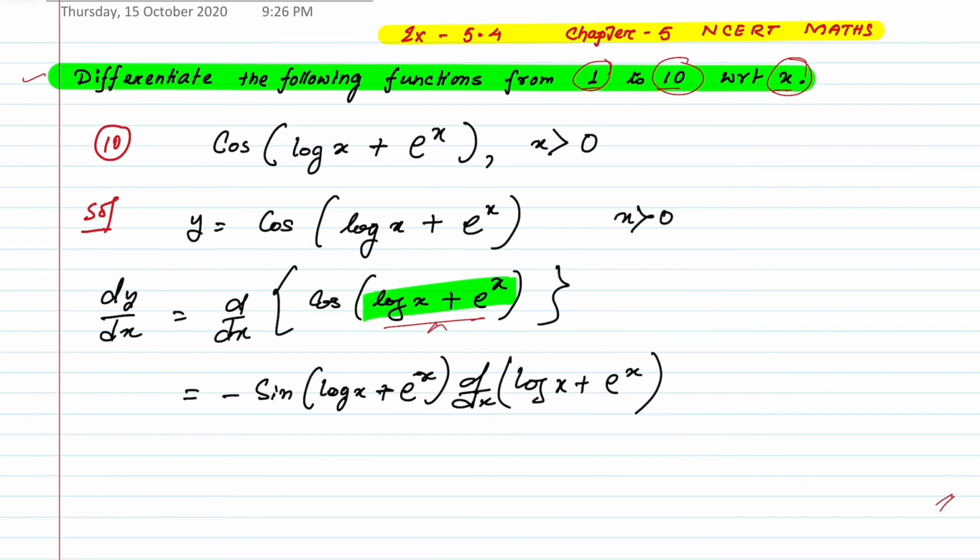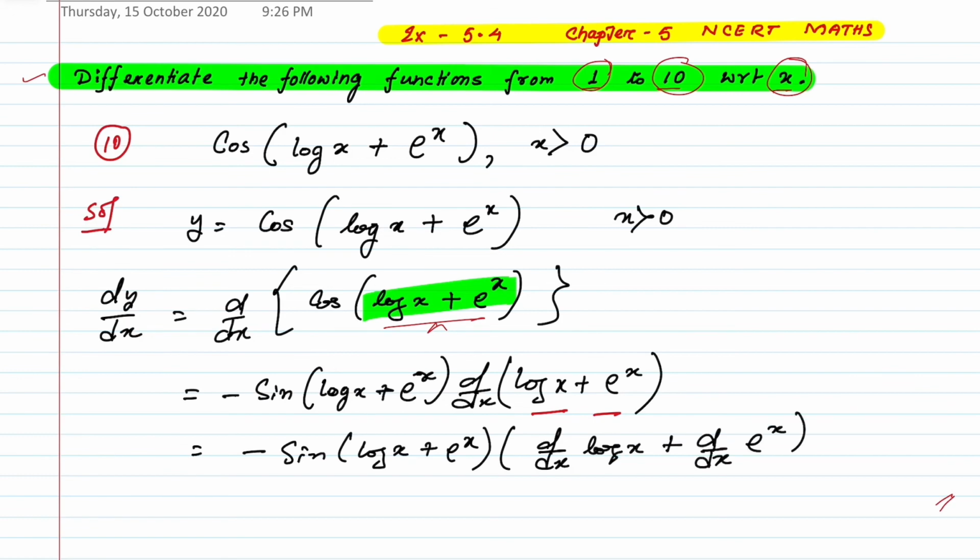Okay, then again here sum of these two functions, so minus sine of log of x plus e to the power x. You can find the derivative of log of x plus again derivative of e to the power x. So what will be the result then? Minus sine of log of x plus e to the power x, and derivative of log x is 1 by x. So this is 1 by x, and derivative of e to the power x is simply e to the power x. So that's our final answer.